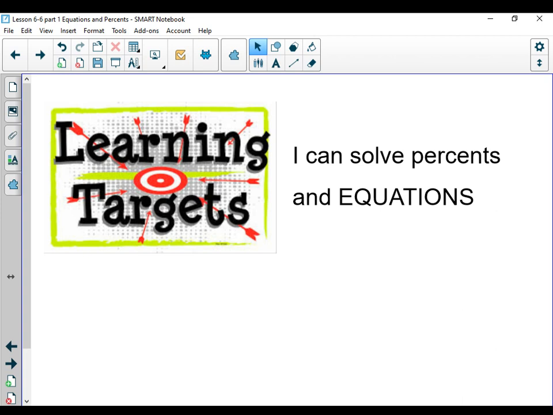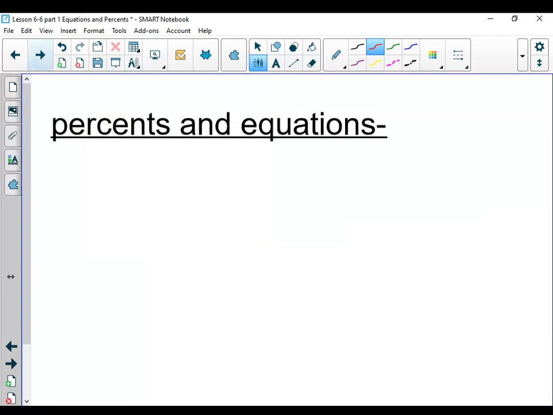Okay, today we have more percents, but we have this word equation also. I can solve percents and equations. So what is this going to look like? I'm glad you asked. It is not a proportion. This is another way to solve the same type of question.